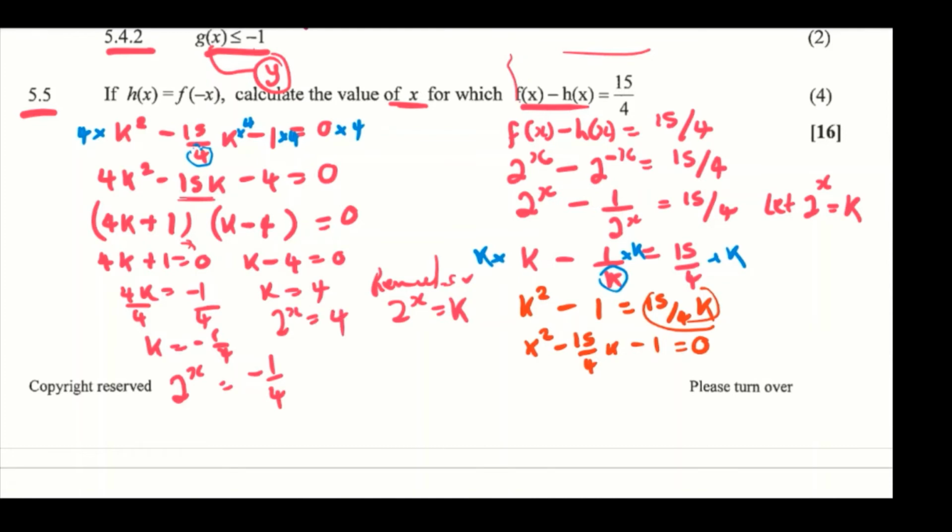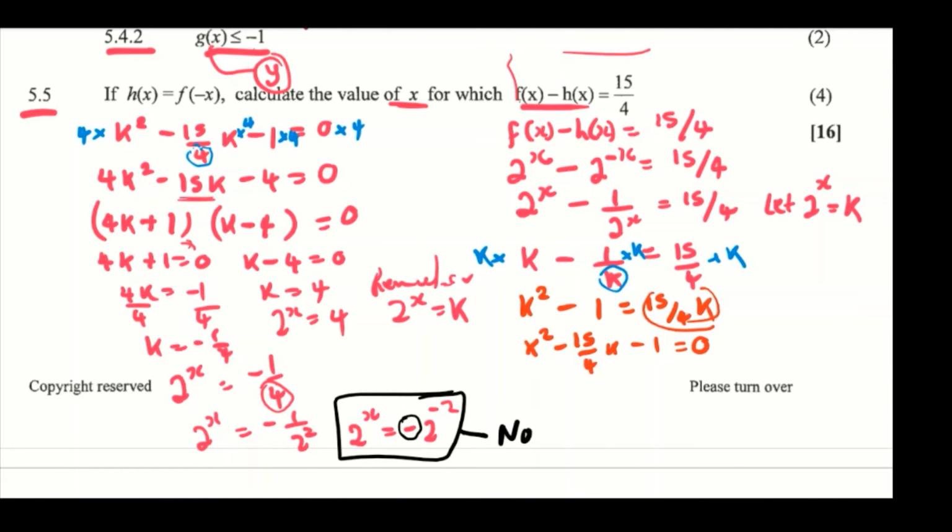Here we can change this into 2 to the power of 2, and we can write 2 to the power of x being equal to minus 2 to the power of minus 2, right? The reason this will not have a solution for x is because of this negative here. The bases are not the same because of that negative. Hence this one has no solution.